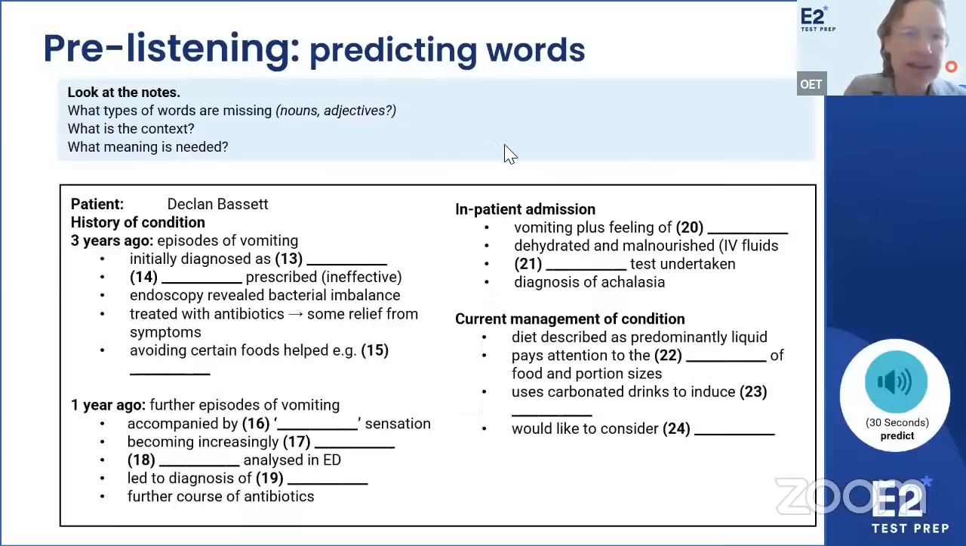Okay, so let's get into it. Let's actually try to predict what the missing words are. We'll take 30 seconds.